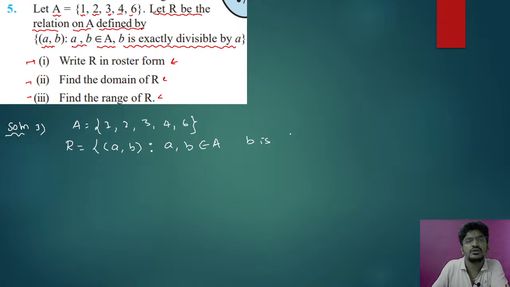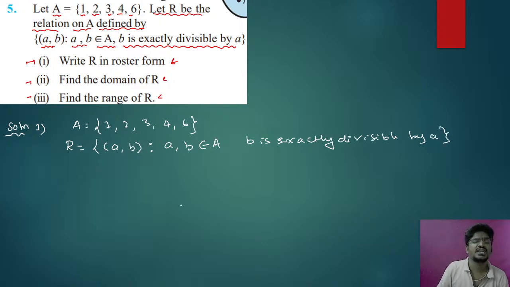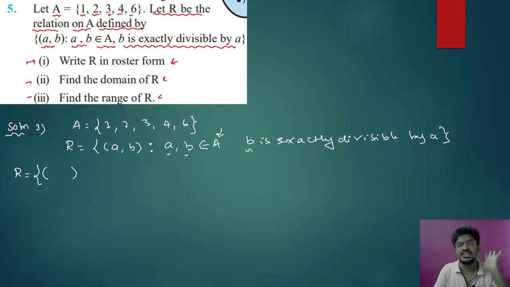b is exactly divisible by a. No problem. So first, you see the R. What should I write? b is exactly divisible by a. So both a and b belong to set A. Both a and b are in set A.